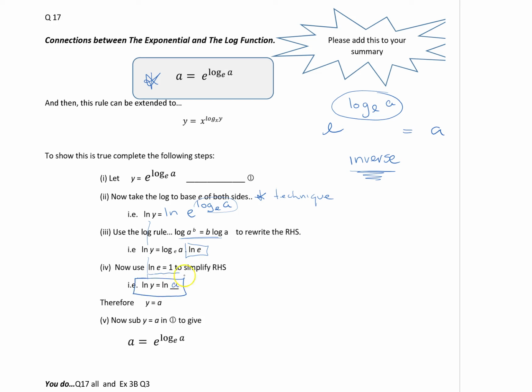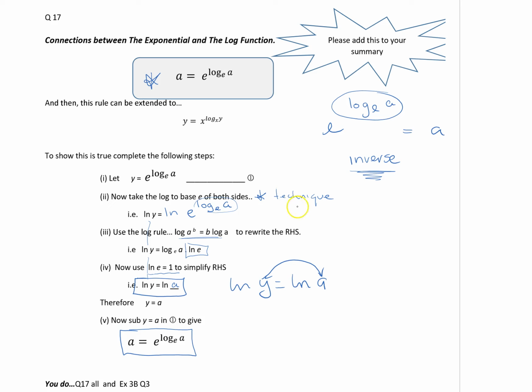Now, have a think of what you've got here. ln y is ln A. Two things either side of an equal sign, both operations the same. What do you know about y and A? You know that y and A must be equal. And that was what we were trying to show, that y was actually equal to A. So now sub y equal to A back into 1, and you've got the property that we'd set out to prove. Like I said, that's just a nice little process of a proof with some quite useful understanding of logs and exponentials.